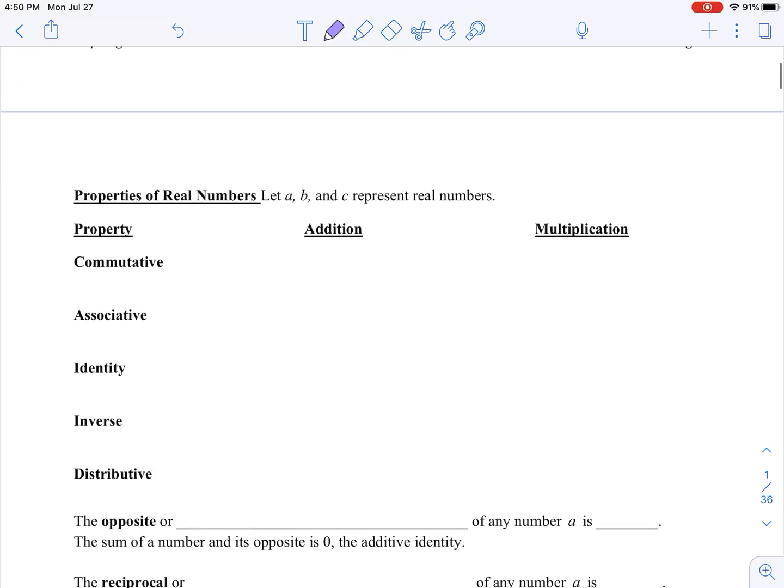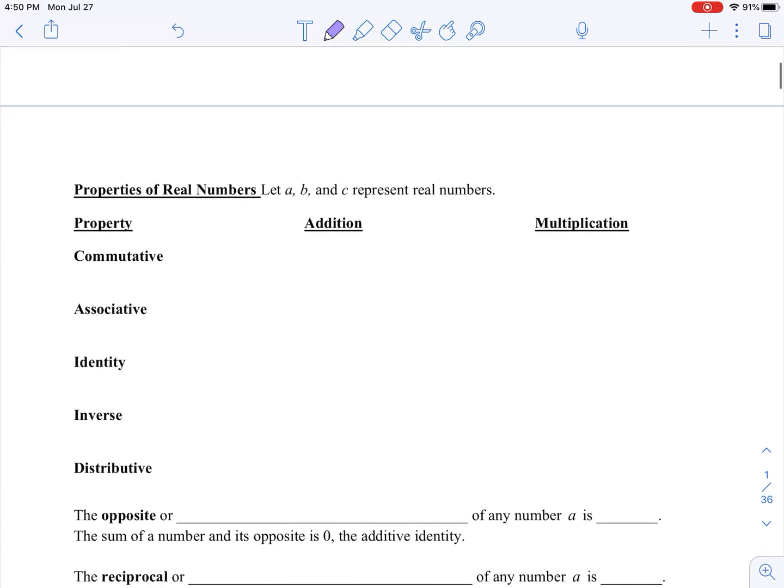In the other video on 1.2, we discussed classifying real numbers as either rational or irrational. In this video, we'll talk about properties of real numbers, as well as go into 1.3, just an overview of what an algebraic expression is, as well as all the vocabulary that is tied to algebraic expressions.